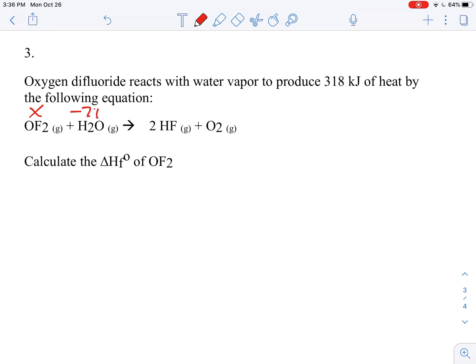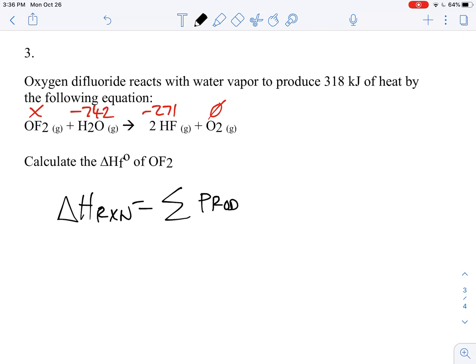So this is negative 242, and this is negative 271. Again, that's an element in its standard state, and so it's a 0. And so remember our equation: the delta H of the reaction is going to be equal to the sum of the products minus the sum of the reactants if you are talking about heat of formation values. All right, well, that seems easy enough.